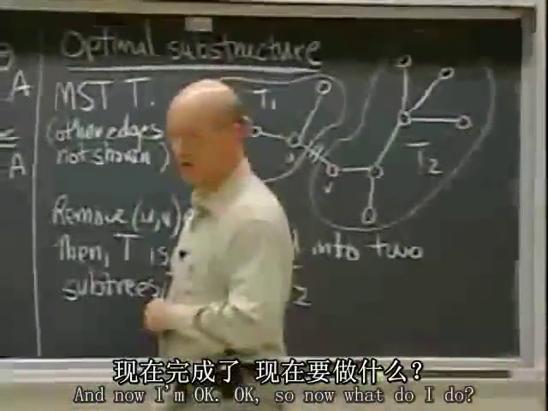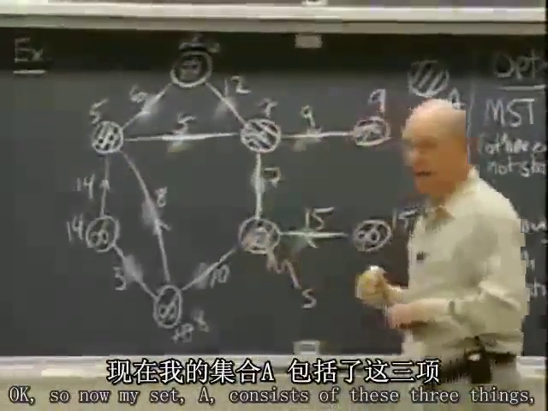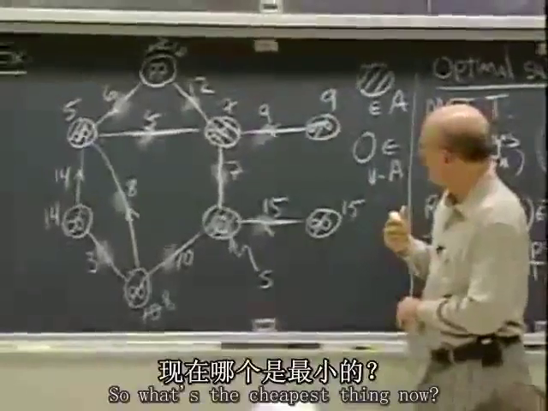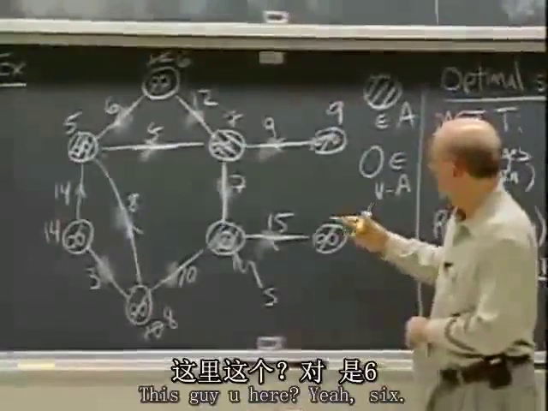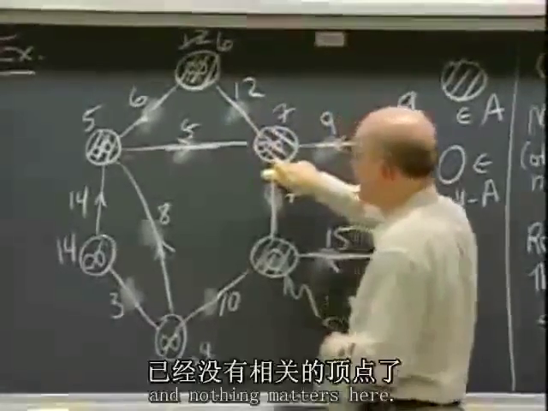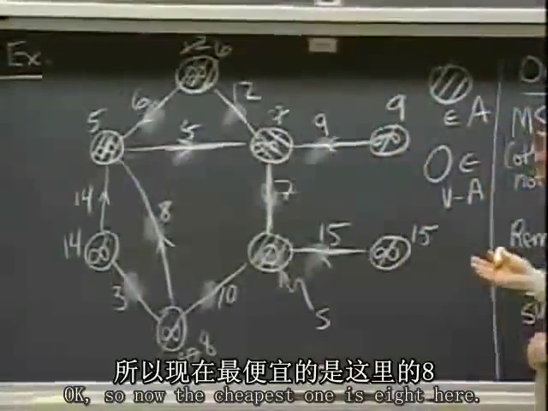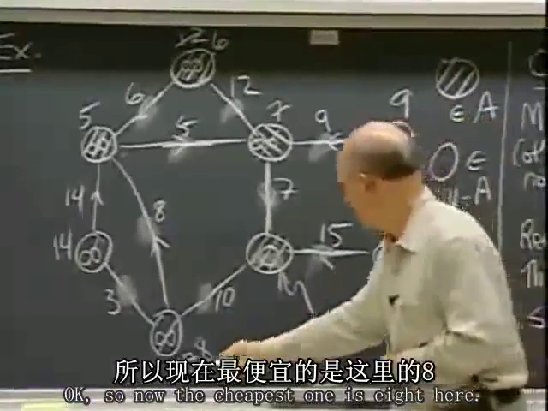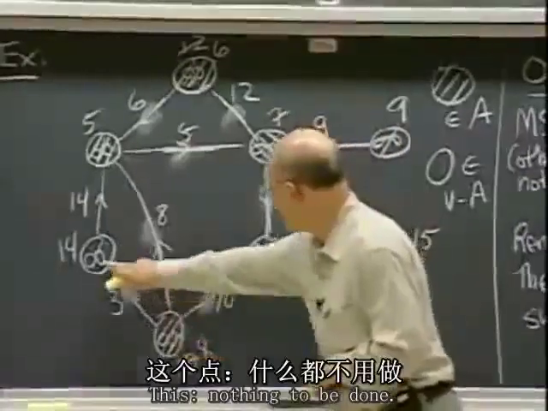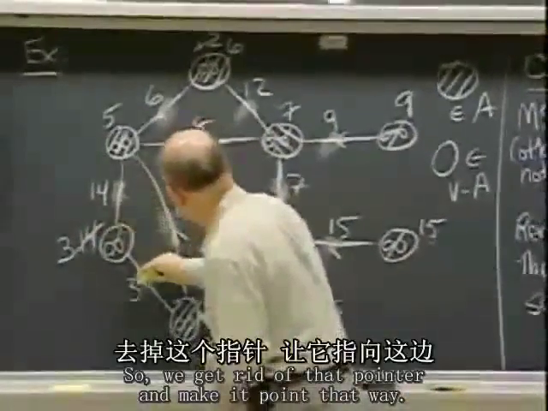And now I'm okay. So now my set A consists of these 3 things. And now I want the cheapest edge. I know it's in the minimum spanning tree, so let me just greedily pick it. So what's the cheapest thing now? This guy up here? Yeah, 6. So we take it, we go to update these things, and nothing changes because these guys are already in A. Now the cheapest one is 8 here. Good. So we take 8 out, we update this, nothing to be done, this nothing, oh no, this one, instead of 14, we can make this be 3. We get rid of that pointer and make it point that way.